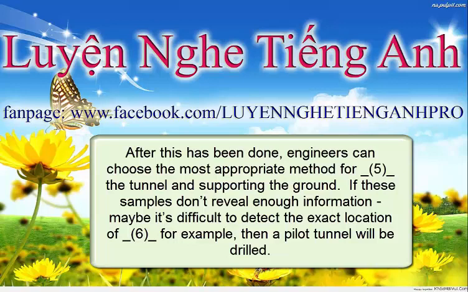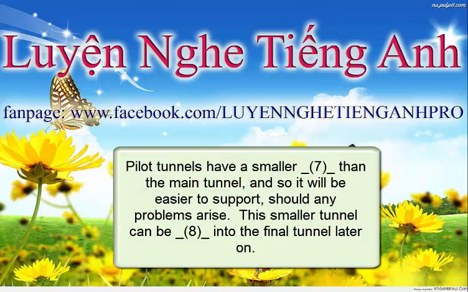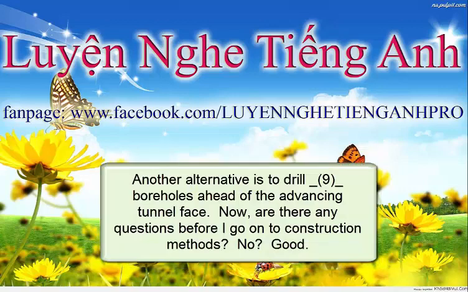If these samples don't reveal enough information, maybe it's difficult to detect the exact location of faults, for example, then a pilot tunnel will be drilled. Pilot tunnels have a smaller diameter than the main tunnel, and so it will be easier to support should any problems arise. This smaller tunnel can be incorporated into the final tunnel later on. Another alternative is to drill horizontal boreholes ahead of the advancing tunnel face.